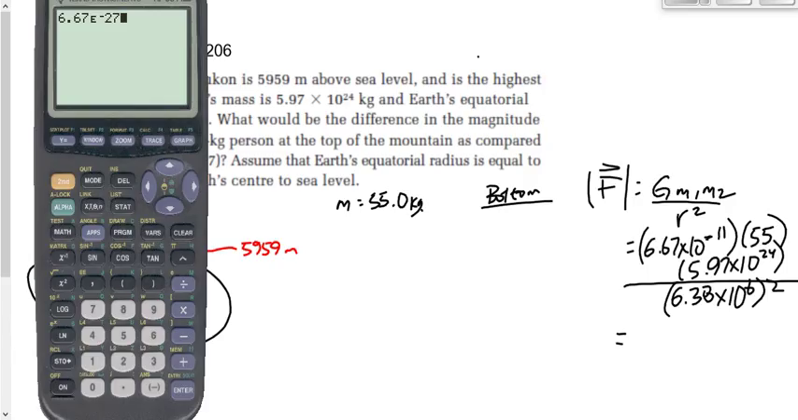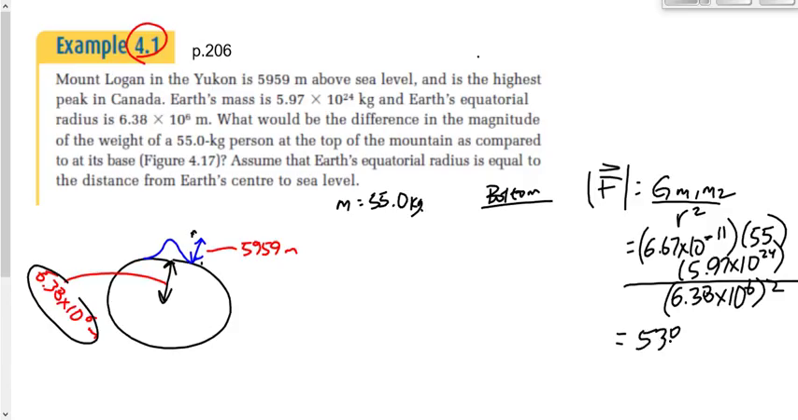All right, so 6.67 times 10 to the minus 11 times 55 times 5.97 times 10 to the 24. Let's get a number for that. That's the number on the top, the numerator. Now let's divide that by some brackets here, 6.38 times 10 to the 6. And we've got to square that, right? Squaring that gives us 538. We're not done yet, so let's write the unrounded number, 538.0486. There's the weight, or the force of gravity, experienced by this 55 kilogram person at the bottom of Mount Logan.